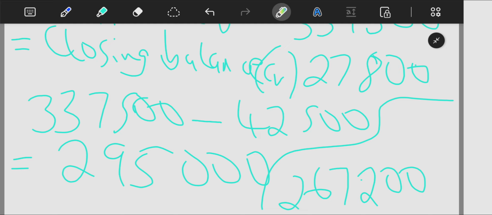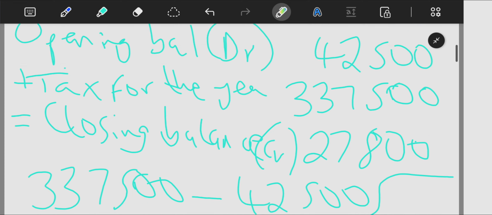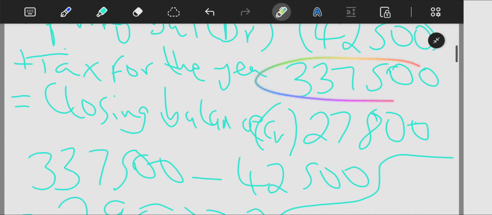Now, let's go back here. Those who like to memorize. Opening balance is a debit. It reduces whatever liability we're going to have this year. So we're going to put it in brackets because it reduces. Now, this is the taxation for the year, which increases the liability.